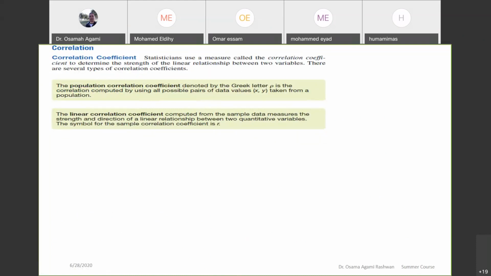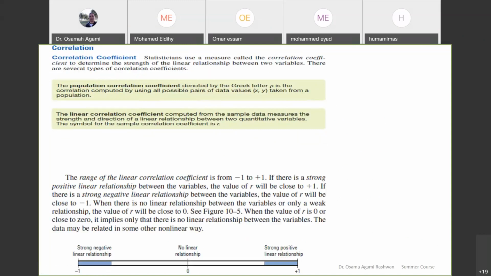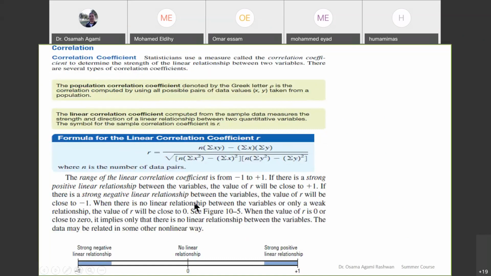Okay. Now we know from the graph, can we measure this type of relation, positive and negative? We measure it by something called correlation, the linear correlation coefficient. This linear correlation coefficient has values between -1 and +1. And this is the formula for this one. It depends on x and y and the multiplication of x and y, right?